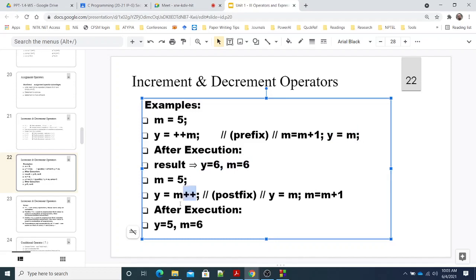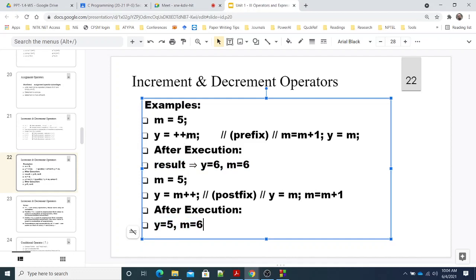Here, when you apply it in this form, LHS is equal to RHS, where RHS is m plus plus, it is effectively the same as first y is equal to m taking place. What happens? m has the value 5, that value will be assigned to y, and then the increment operation takes place. So m becomes 6. So after the execution of this, the resultant value y will be 5, m will be 6. Here y will be 6, m is 6. Here y is equal to 5, m is equal to 6.